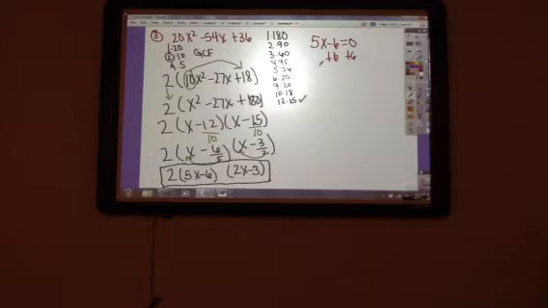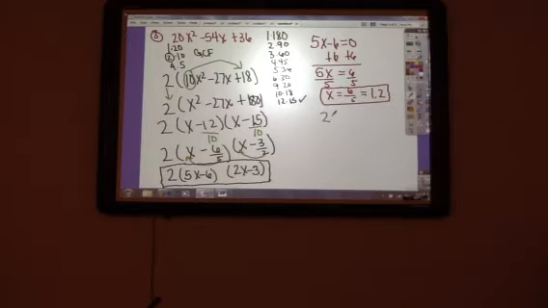So add 6 to both sides of the 5x minus 6 equals 0. You have 5 times x equals 6. Divide by 5 on both sides, and we get x equals 6 over 5. Or, as a decimal, that is 1.2. So that is one of our x-intercepts, or one of our solutions.